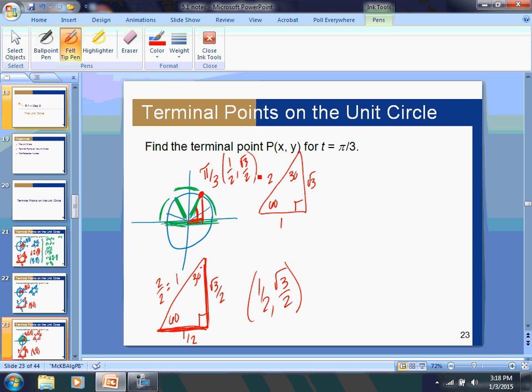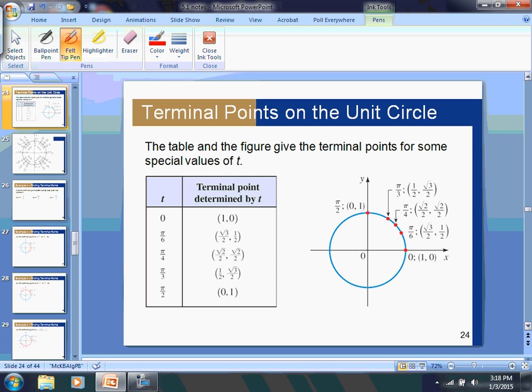Okay? So this is what we just talked our way through. This is what we showed, that these are our terminal points for pi over 6, pi over 4, and pi over 3 on our unit circle. Okay? So if you go a distance of pi over 6 on the unit circle, that xy value is represented here in your terminal point.